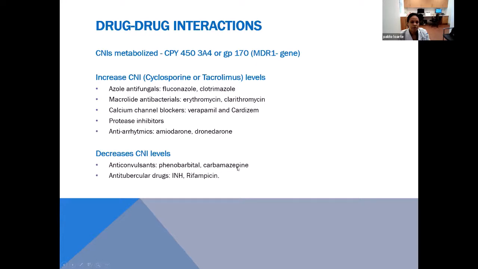Anticonvulsants like phenobarb and carbamazepine, and antitubercular drugs like INH and rifampin, stimulate the cytochrome P450, so that leads to increased metabolism of CNI. So you're going to have a decreased level of the CNI drugs if you start them on these medications.